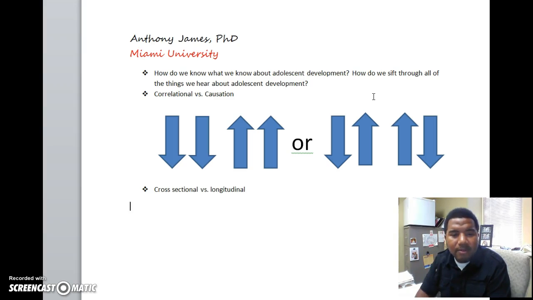And I just want to talk about two critical things. One, correlational versus causation research, and cross-sectional versus longitudinal research. And correlational versus causation research really talks about strength and direction of the relationship between variables. Correlation talks about whether or not two variables are related, systematically related relative to each other in some way.